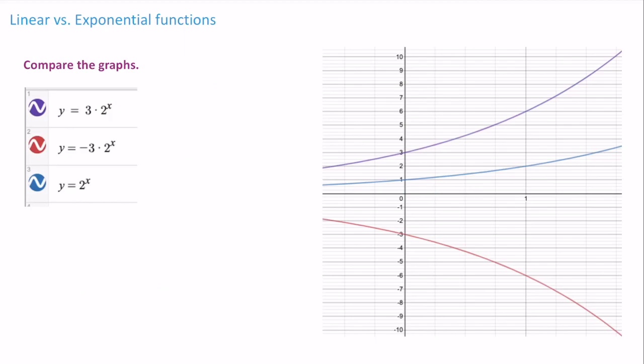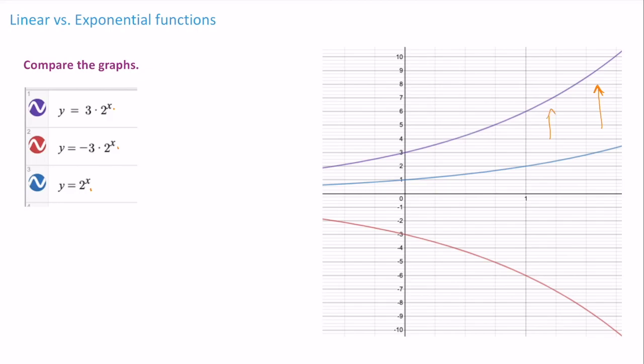So finally, compare the graphs. So they give you 3 graphs. You can tell they're all exponential because you see the little exponent, the x is the exponent. And they're just asking you to look at them and see how do they compare to each other. So I'm going to look at the purple and the blue one first over here. And I can see they basically have the same curve, but the purple one, every value where I'm at x, the y value is higher, right?